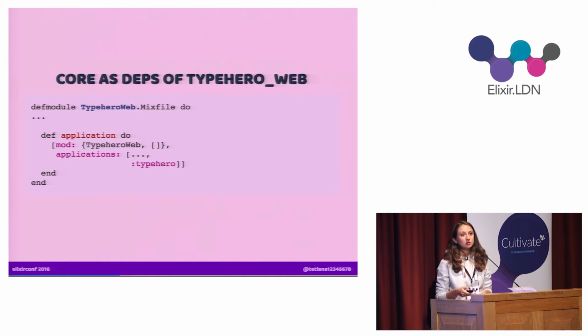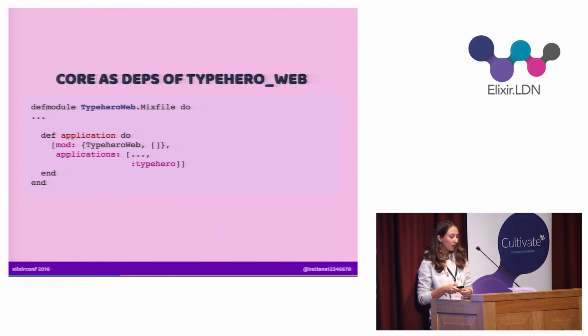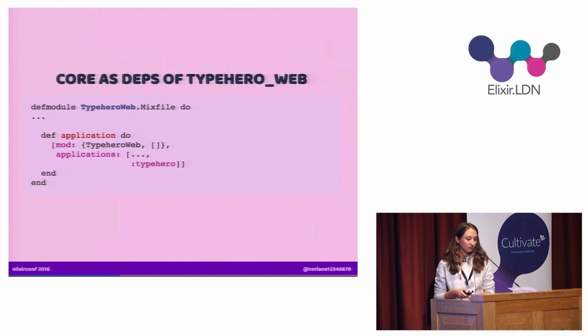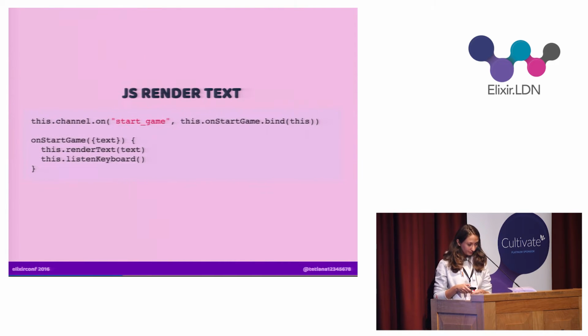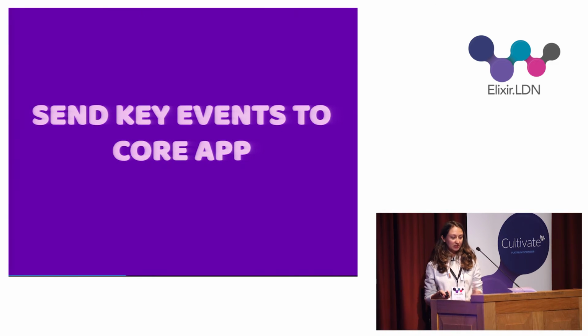For one application to be able to communicate to another, we need to add it as a dependency. So we are adding our core application dependency. And then we just render text to the screen with the JavaScript. Okay, so this is that part done. So we could show up the text on the screen. Now we could collect the key events.